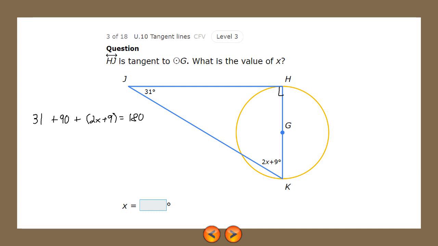Subtract some simple things away. We'll get 2x plus 9, angle K by itself, equals 59. And now just subtract 9, divide by 2. You get x equals 25. X equals 25. That would be it. No real challenges here, no tricks happening in this question. Sometimes they like to trick you, there's no tricks.